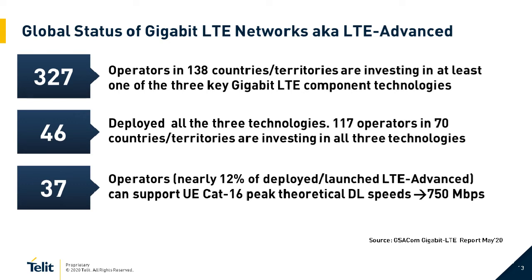46 of those have deployed all three technologies. So that would include the operators in North America, like AT&T, Verizon, and T-Mobile. And many of these operators, as you can see, are already also investing in all three technologies. So very soon, more and more operators will have Gigabit LTE. And then 37 operators can actually support the Gigabit LTE speed today. So they already deployed it, they already launched it, they already made it commercial.